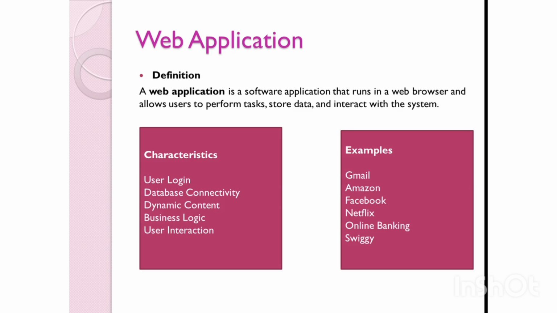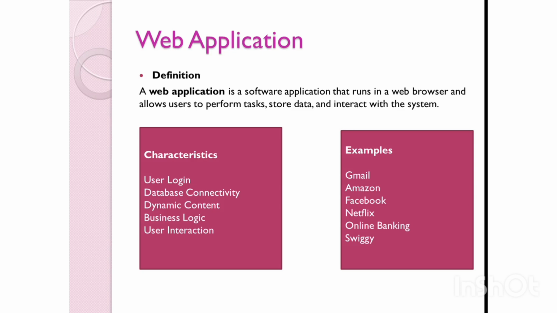Some popular examples are Gmail, Amazon, Facebook, Netflix, online banking, Swiggy. For example, when you order food in Swiggy or send an email through Gmail, the system stores your information and processes your request. That makes it a web application.